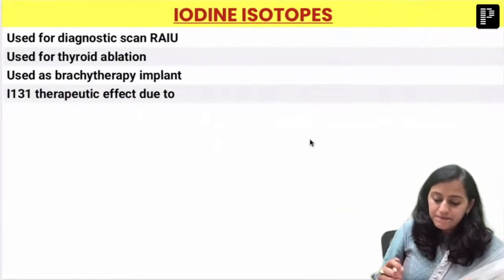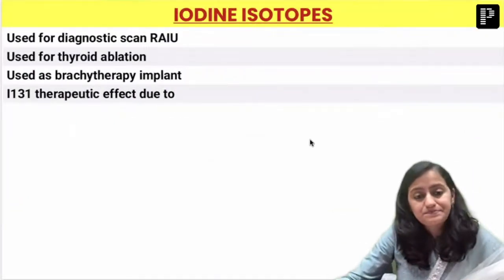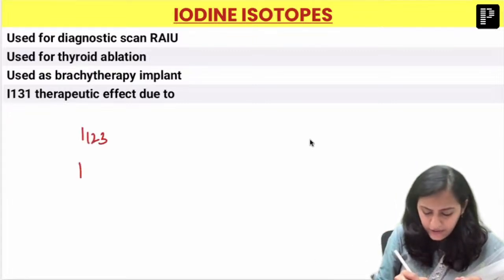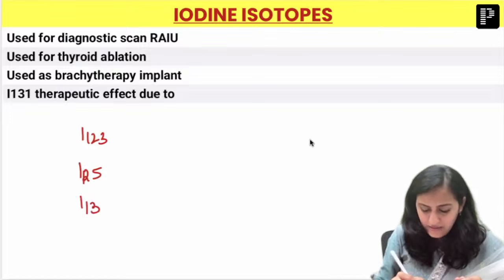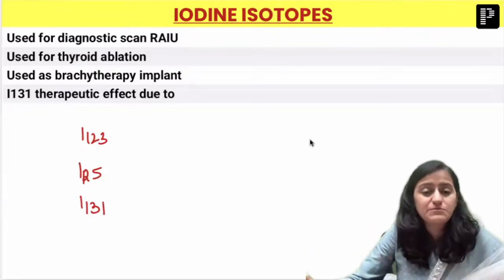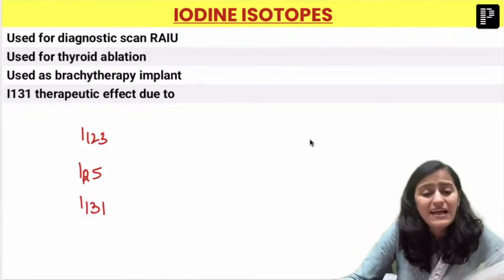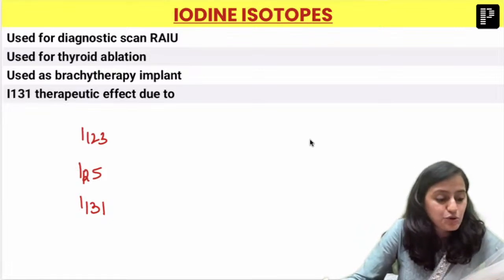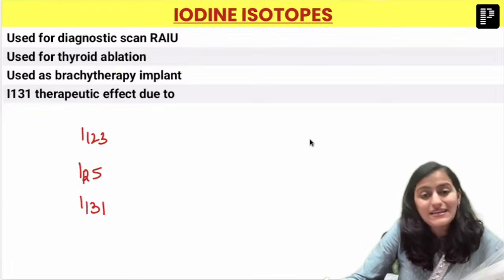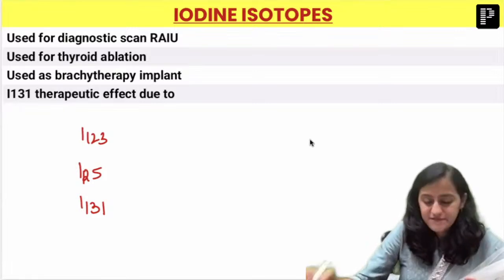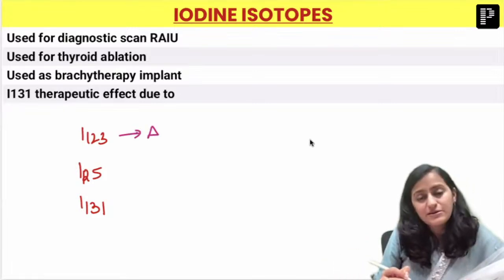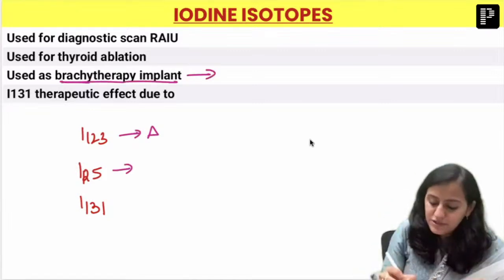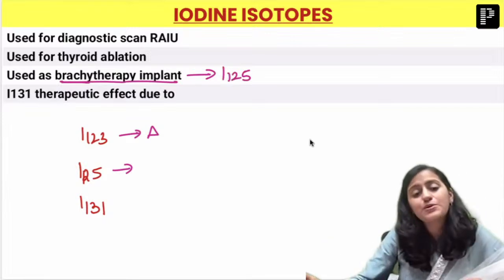Going to the last point here regarding iodine isotopes: iodine 123, iodine 125, iodine 131. These are the artificially produced iodine isotopes. Natural iodine is not radioactive. So first, let's try to understand their roles and also their half-lives. 123 is ideal for diagnosis. 125 is used as a brachytherapy implant. Which is used as a brachytherapy implant? It is iodine 125.